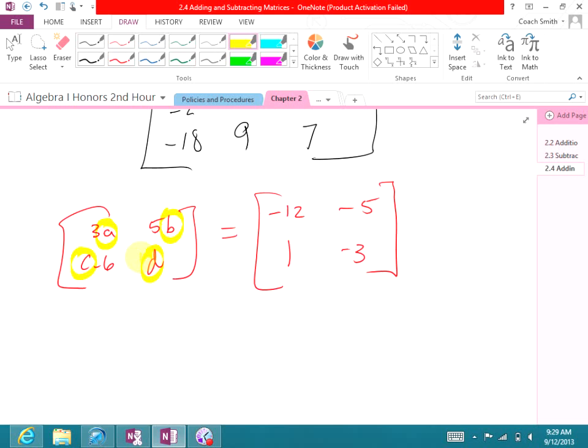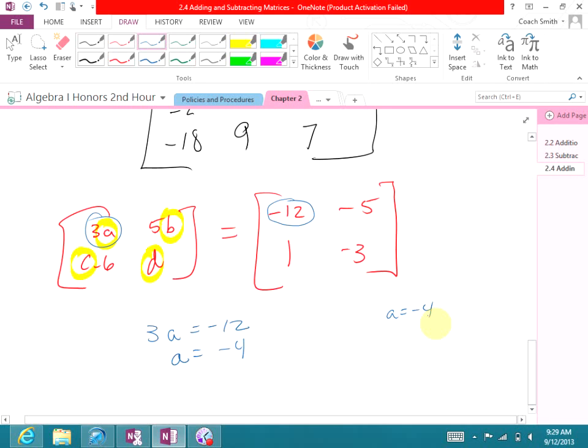So what they're saying is 3A, 3 times A, ended up being negative 12. So they said 3A is equal to negative 12. So what then would A have to be? Negative 4. Because 3 times negative 4 would give me negative 12. So, A is equal to negative 4.